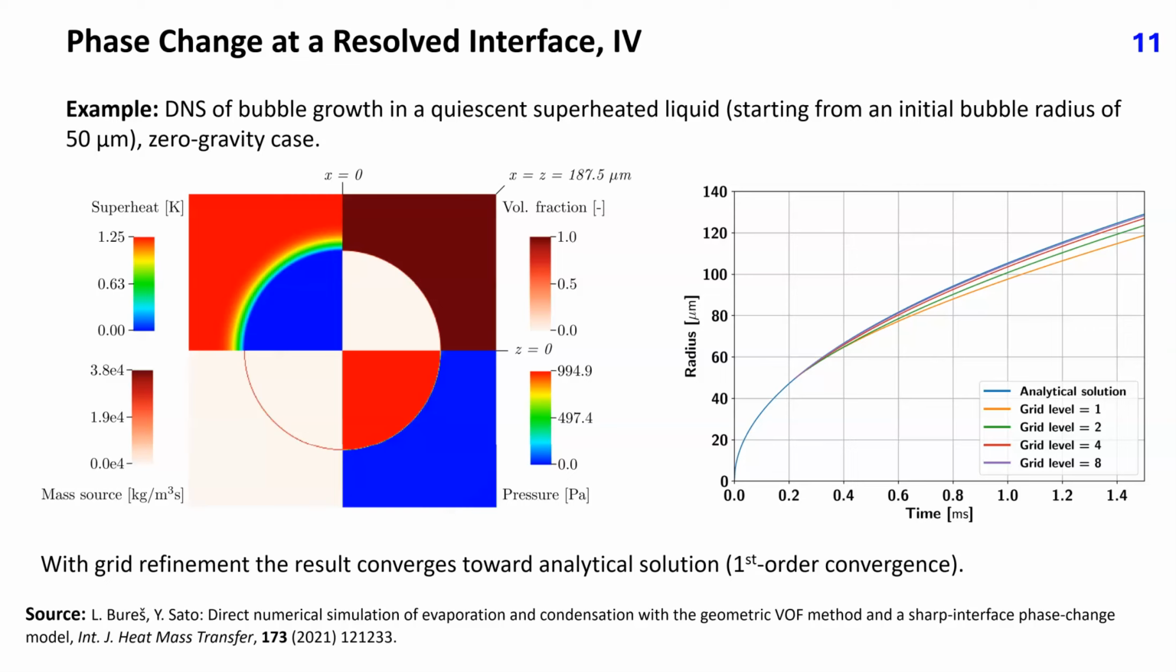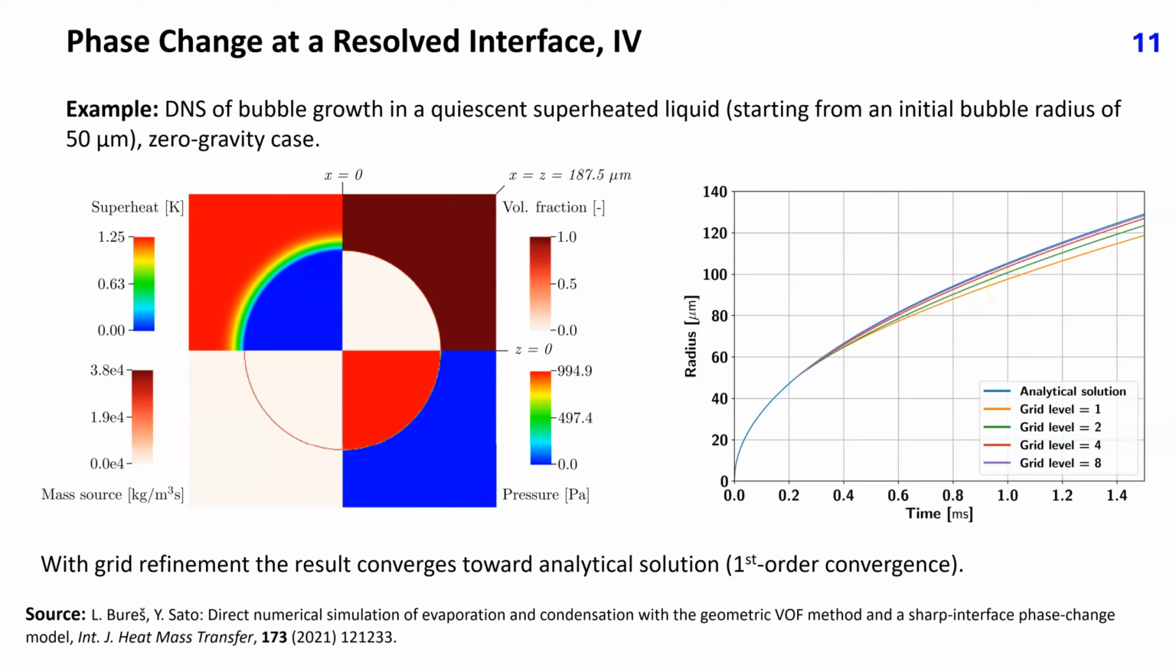Here is an example of simulation of phase change with a resolved interface. Direct numerical simulation of bubble growth in a quiescent superheated liquid, starting from an initial bubble radius of 50 micrometers, has been performed by Buresh and Sato both in the absence of gravity force and under gravity conditions. For a detailed description, see the open access paper by the authors. For this case, an analytical solution for bubble radius variation over time is available.